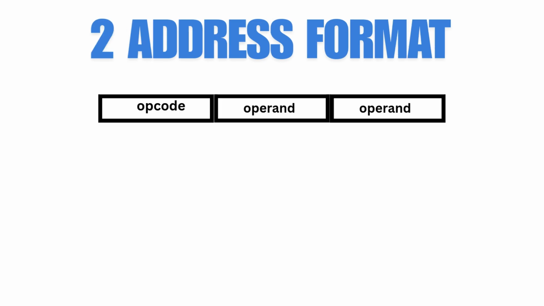In a two-address format, an instruction uses 2 operands. One operand serves as both a source and destination, while the other is only a source. This means the operation's result is stored in one of the source operands, replacing its original value. This format is more efficient compared to 3-address formats, as it requires fewer operands to be specified, though it does overwrite one of the operands.